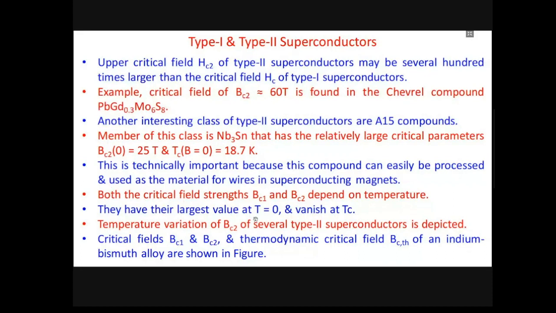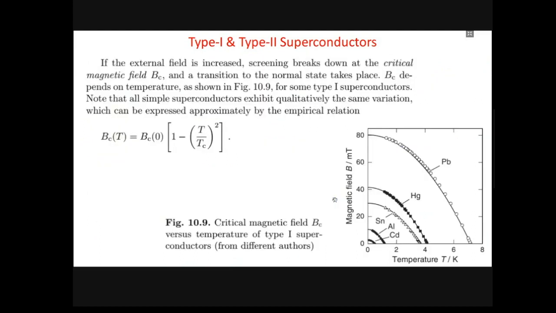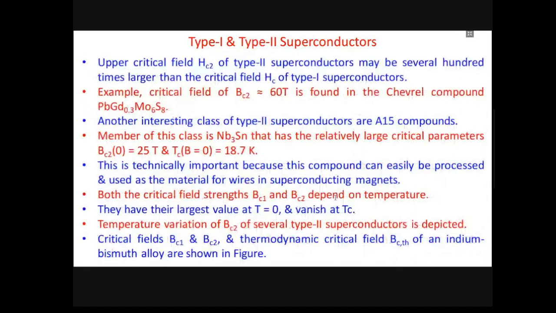Both the critical field strengths BC1 and BC2 depend on temperature. This is obvious. The lower critical field and the upper critical field, HC1 and HC2, I will correct it when I send the PPT, depend upon the temperature. If you change the temperature, the corresponding field also changes, and it follows this type of trend. They have their largest value at T equal to 0 and vanish at the critical temperature.